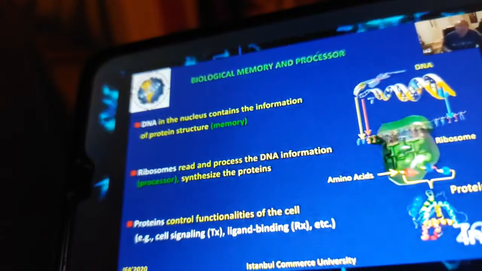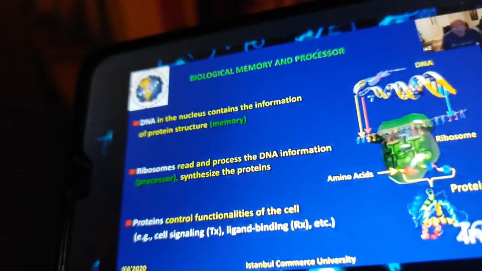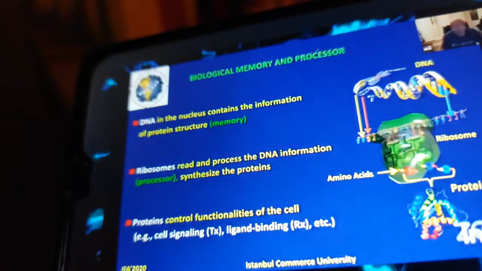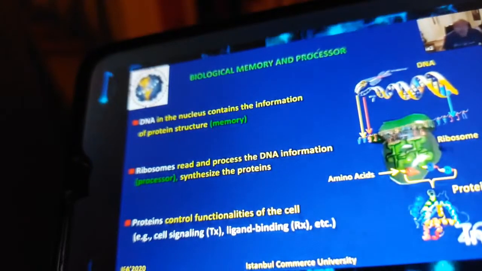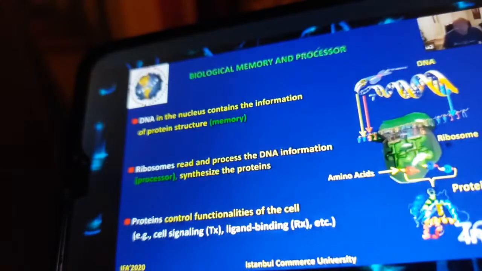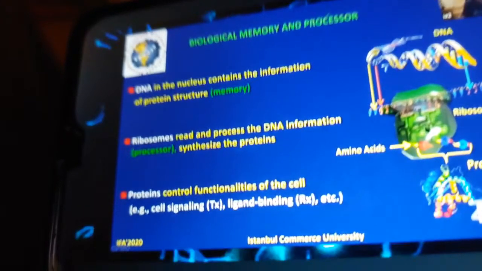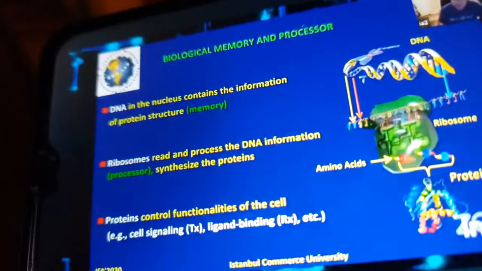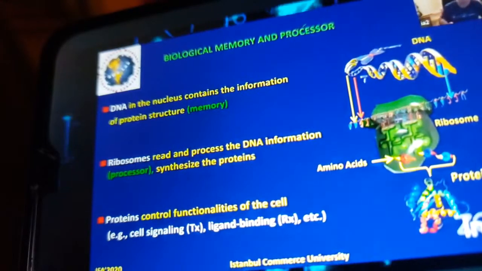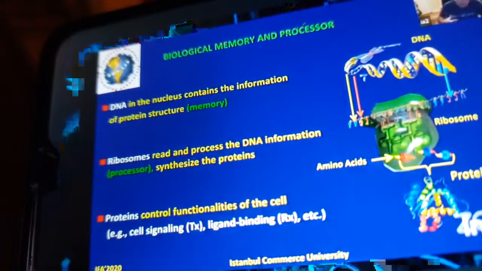Then you can see also for the biological memory and processor, like you can see these DNA strands, right? And the DNA strand in the nucleus contains the information of protein structure, right? Like it can be seen like this. Some of you may know this Turing machine, right? One band Turing machine. So that's the memory, right? And the ribosomes read and process the DNA information from here and synthesize the proteins, okay? And the proteins, which look like this, control the functionalities of a cell. Like, for example, for transmitting, it's called cell signaling, or receiving, it's called ligand binding or chemical binding, right? So these are the terminologies that the biologists and chemistry people use.